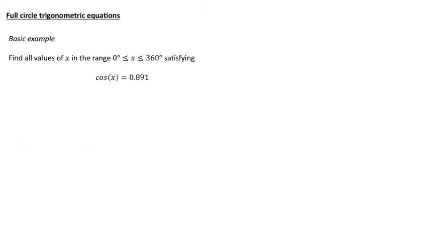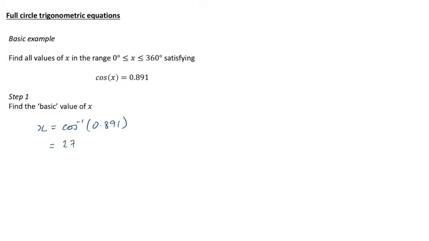So let's have a look at full circle trigonometric equations. A basic example, we're now looking for all values of x in the range 0 to 360, and they need to satisfy cos x is equal to 0.891. So step 1 is we find the basic value of x, so that means we have to use x equals cos to the minus 1 or arc cos of 0.891, and the calculator would give us 27 for that, with decimals, but roughly 27.